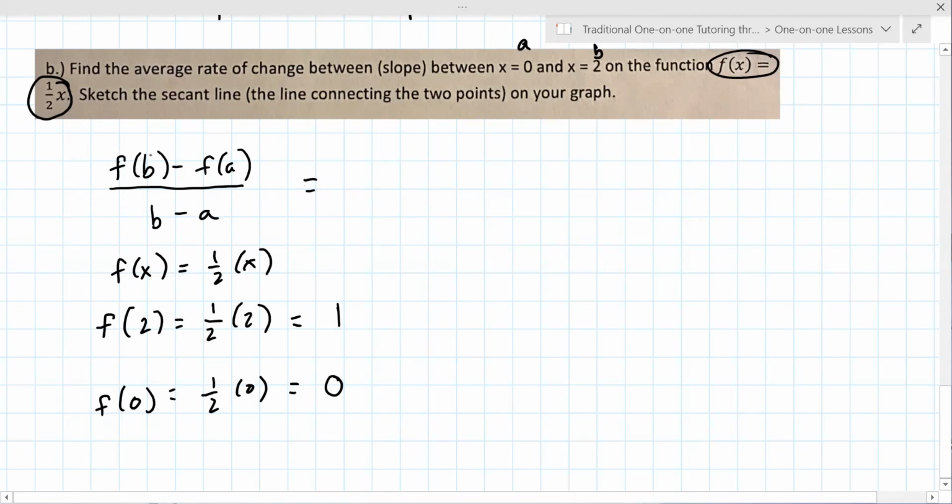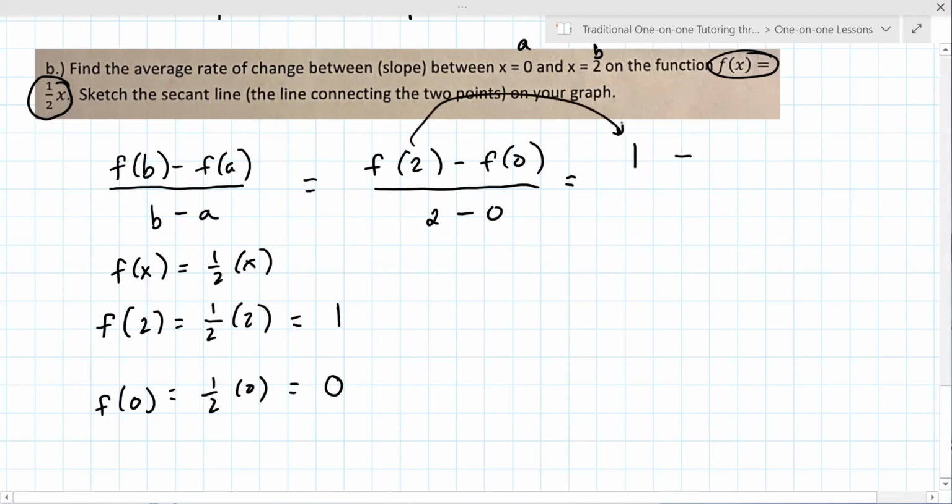Now the f of b minus f of a over b minus a, like we just did that. It's f of 2 minus f of 0 over 2 minus 0. And we just found f of 2. F of 2 is 1. You see, I'm just substituting these numbers in. And then f of 0 is 0 over 2 minus 0.